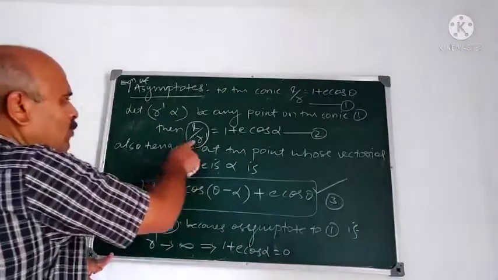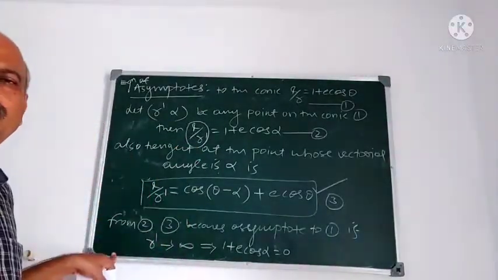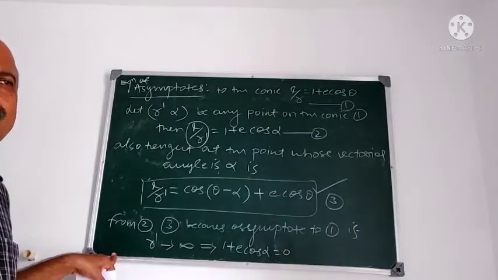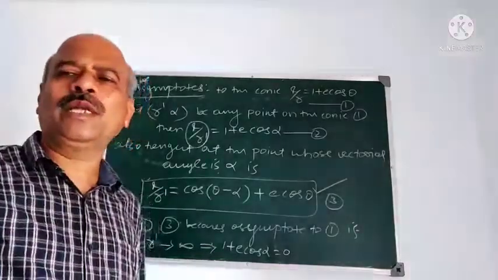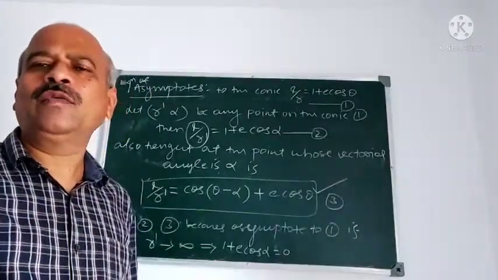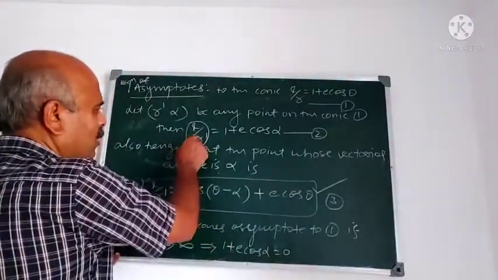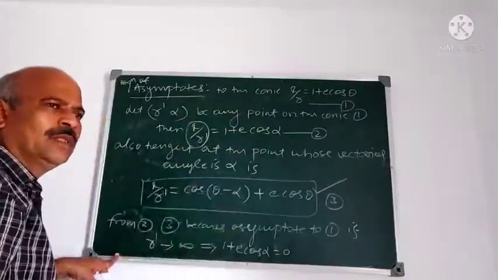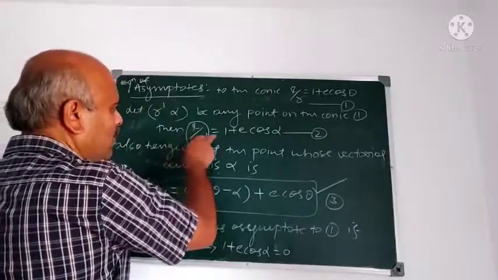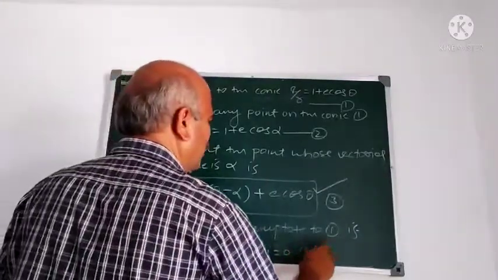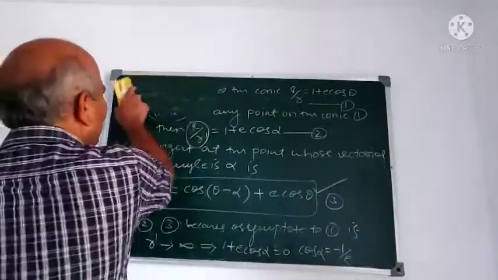When r dash tends to infinity, this becomes asymptote, because how to define asymptote? It is the limit when the tangent becomes asymptote. If the point of contact of the curve and the tangent becomes infinity, then we call that an asymptote. So r dash is infinity means 1 upon infinity is 0. So cos alpha is minus 1 by e.